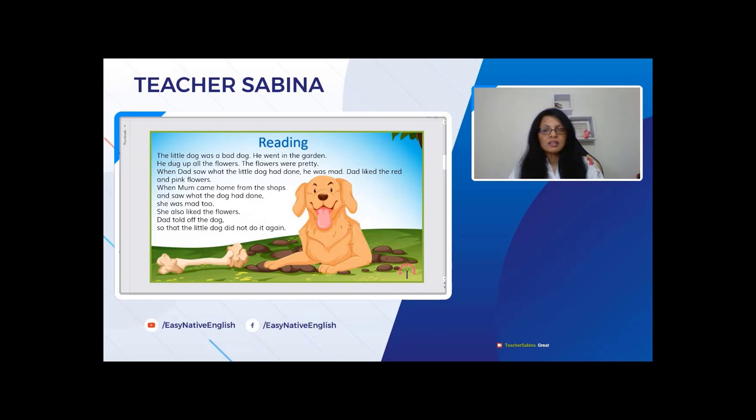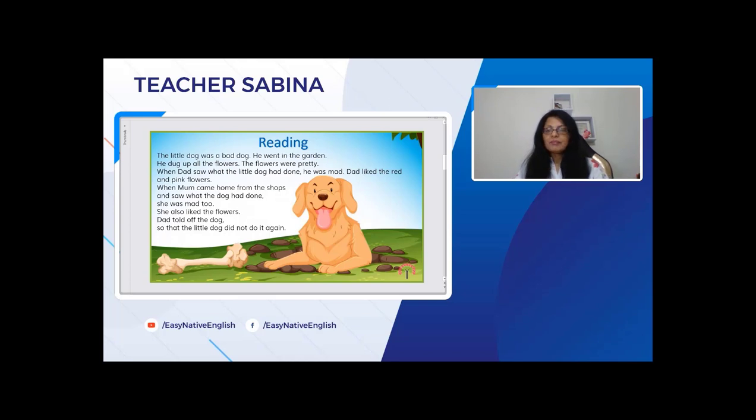He went in the garden. He dug up all the flowers. The flowers were pretty. When Dad saw what the little dog had done, he was mad. Dad liked the red and pink flowers. When Mum came home from the shops and saw what the dog had done, she was mad too. She also liked the flowers. Dad told off the dog, so that the little dog did not do it again.